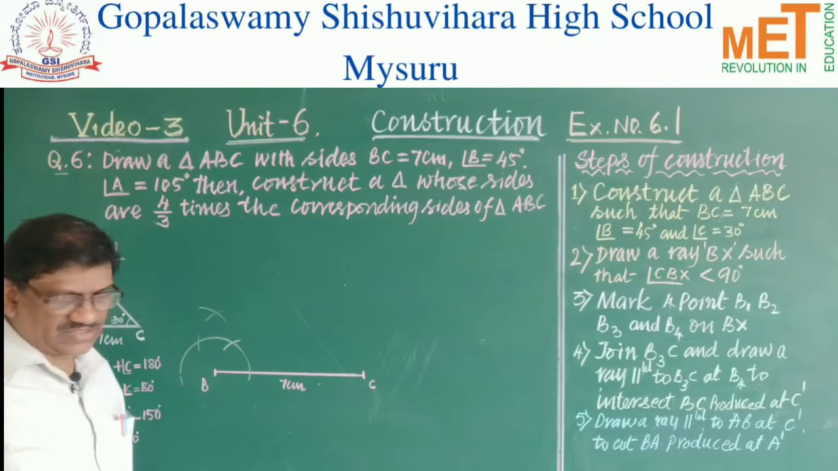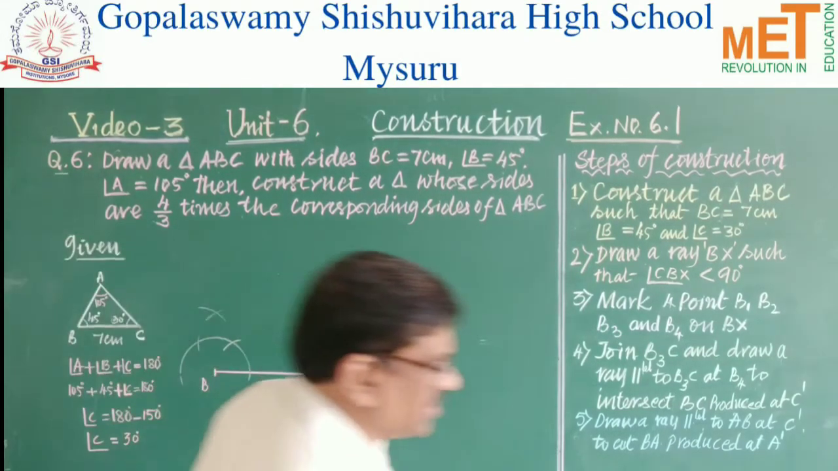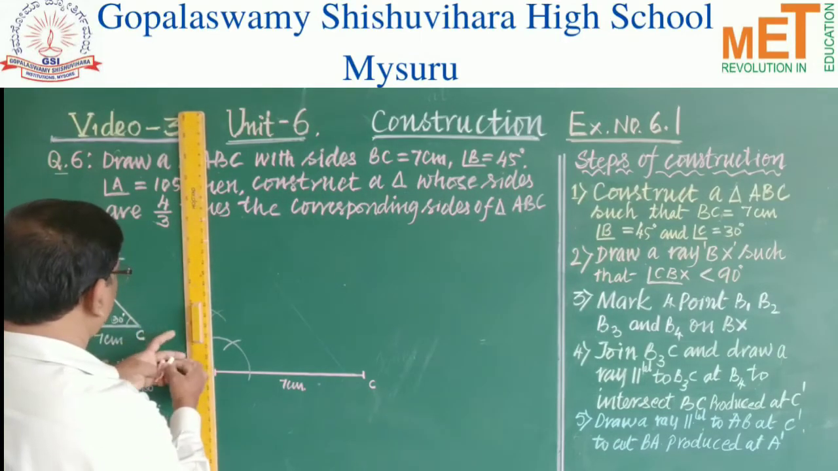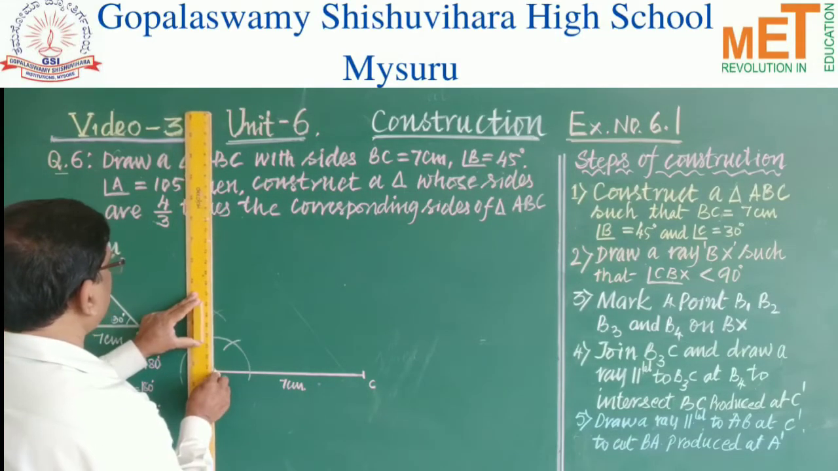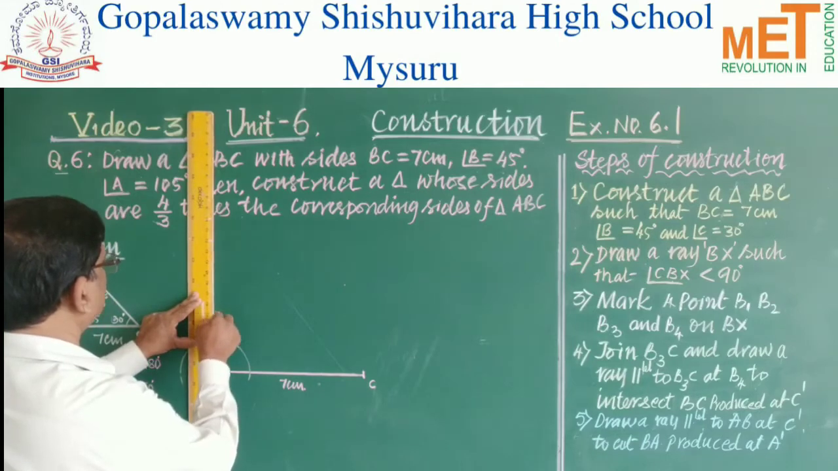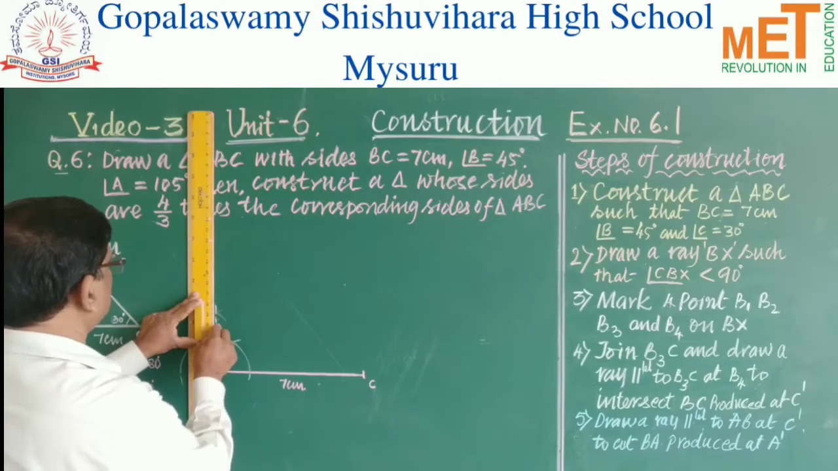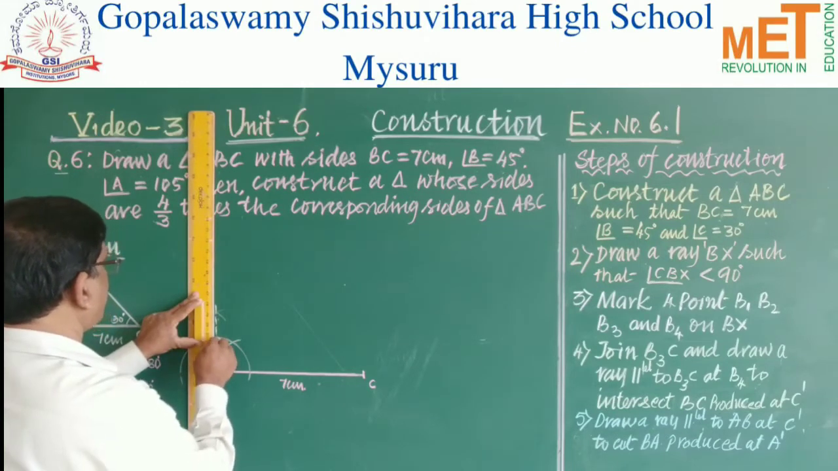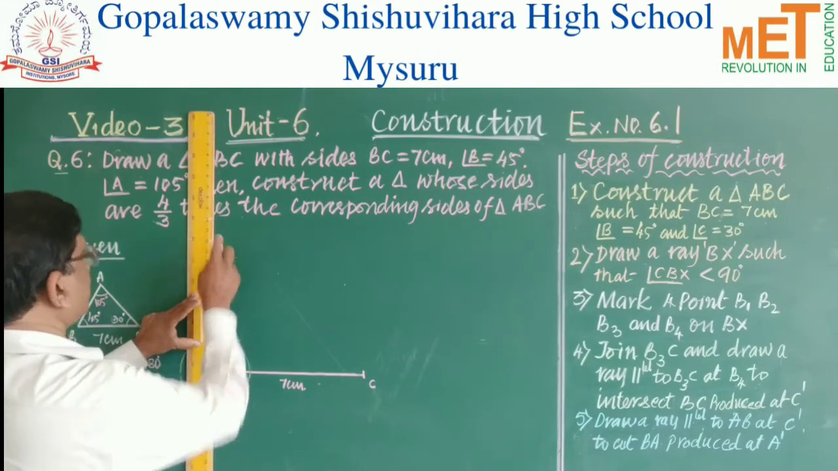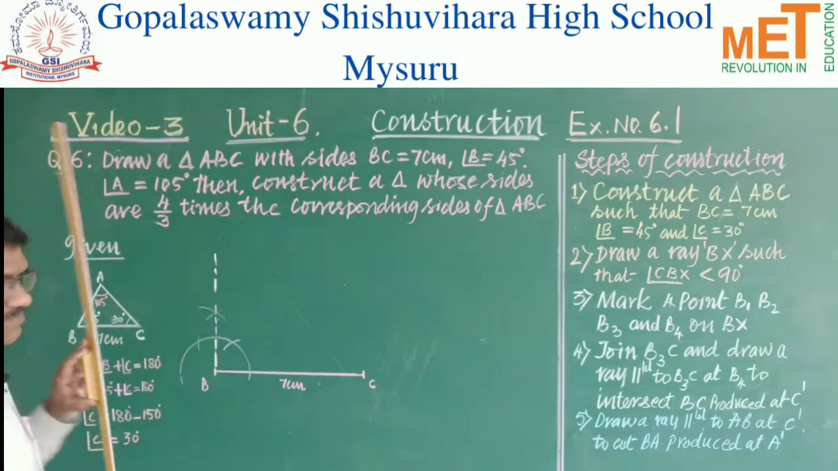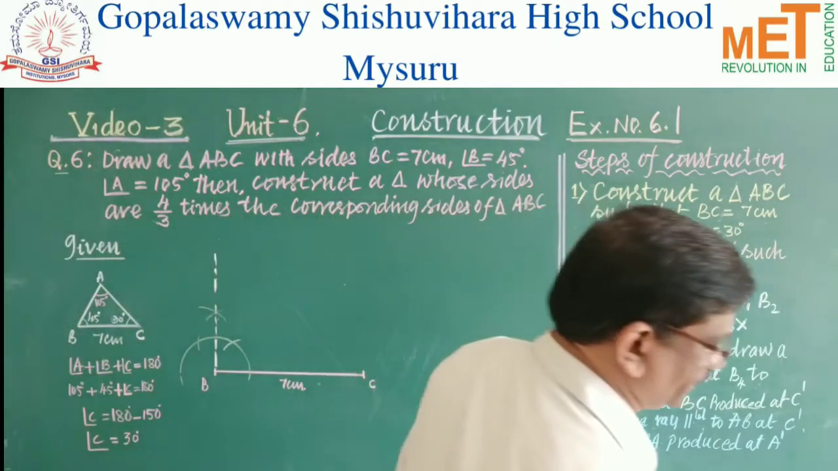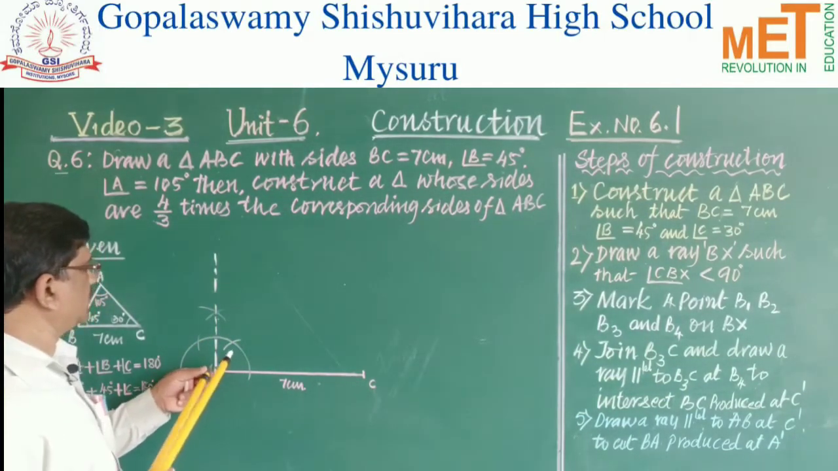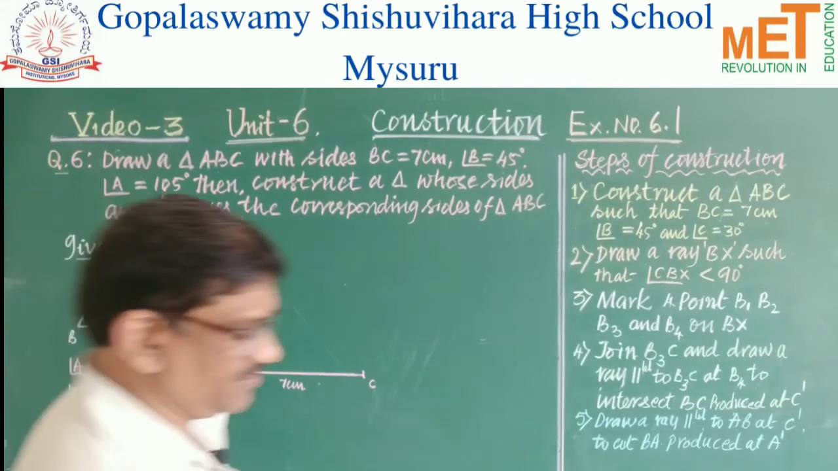So, understood? With the dotted line, you join this. You join the point of intersection to B with the dotted line. Okay. It is 90 degree. Okay. Now what we have to do now? We have to bisect this angle now. Okay. Where it cuts this, you see.